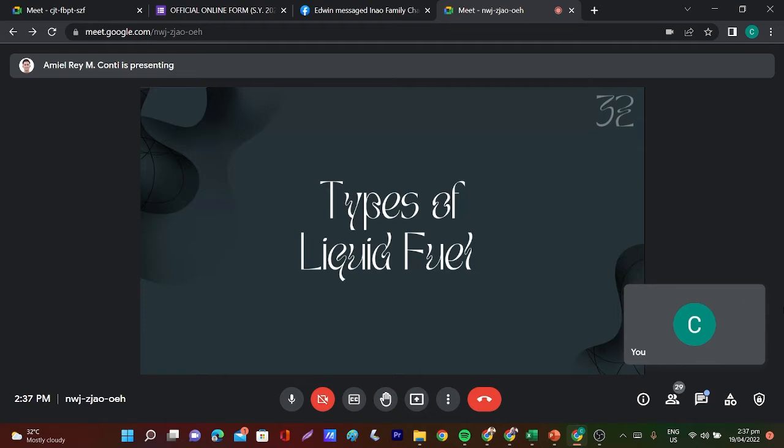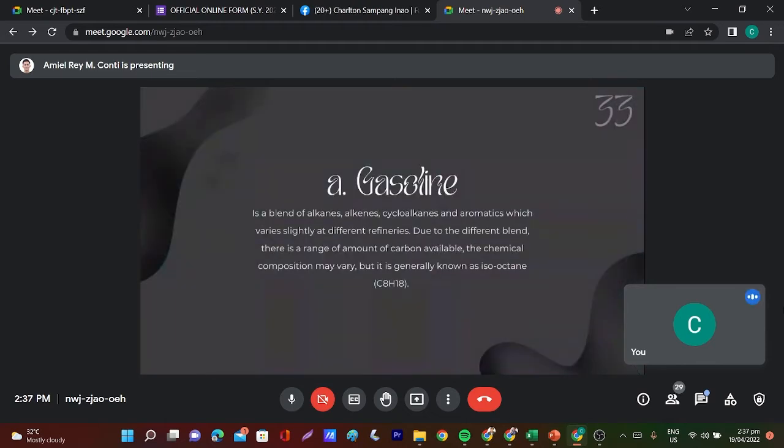Types of liquid fuels. Gasoline is a blend of alkanes, cycloalkenes, and aromatics which varies slightly at different refineries. Due to different blends, there is a range of amount of carbon available. The chemical composition may vary, but it is generally known as isooctane or C8H18. Next.